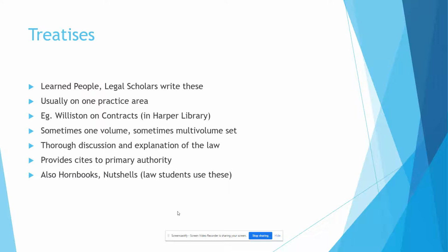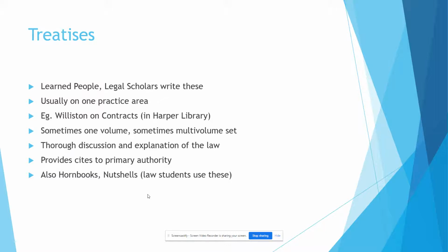All right, our next topic are treatises. Don't confuse these with treaties, agreements between two different governments. A treatise is a book or a multi-volume book on a specific legal practice area. I think in the library we have Williston on contracts, right? They are written by legal scholars to help people understand specific areas of the law. They will also provide cites to primary authority. Sometimes they're called horn books, nutshells, that law students used a lot as well.